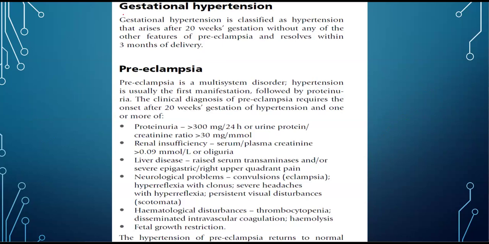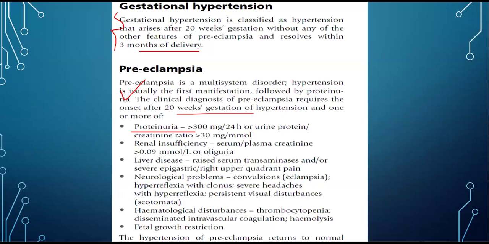Okay, so gestational hypertension we discussed, and gestational hypertension will get better within 3 months after delivery. Preeclampsia, now you know the definition. There is a specific criterion for what proteinuria is. Proteinuria means the patient loses more than 300 milligrams of protein in 24 hours.